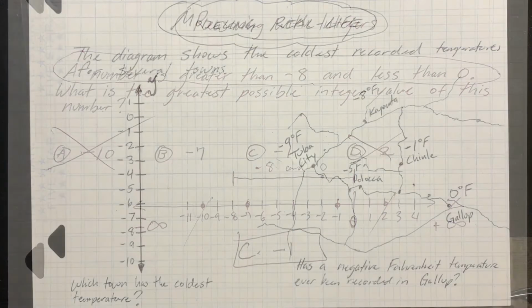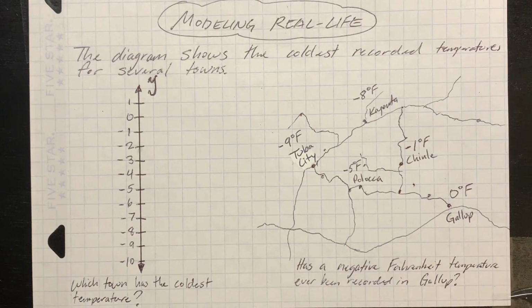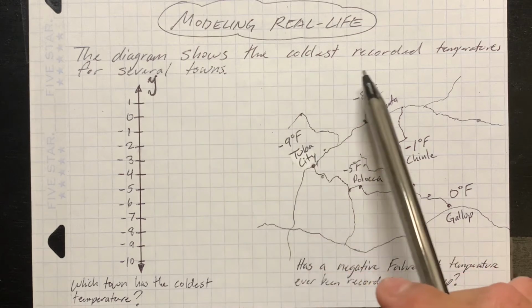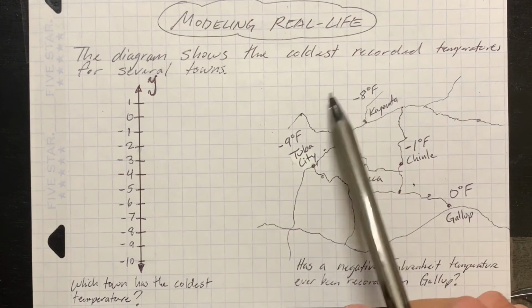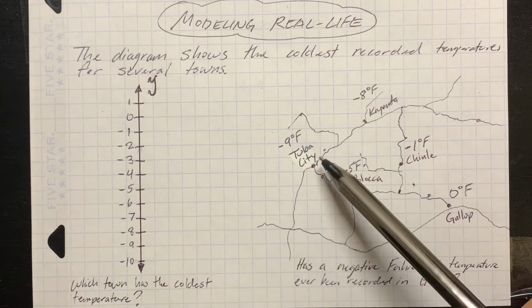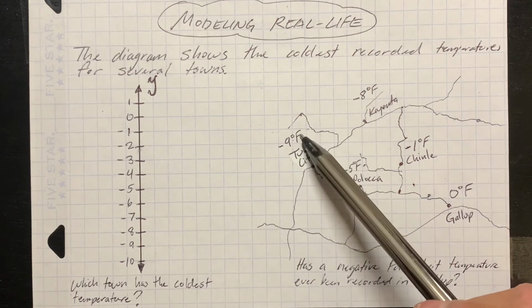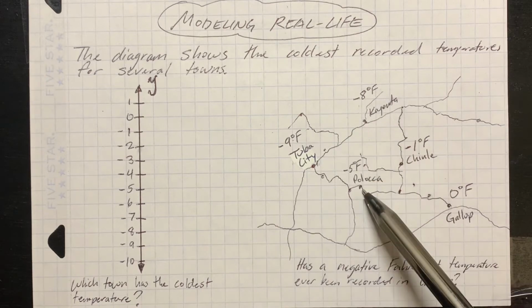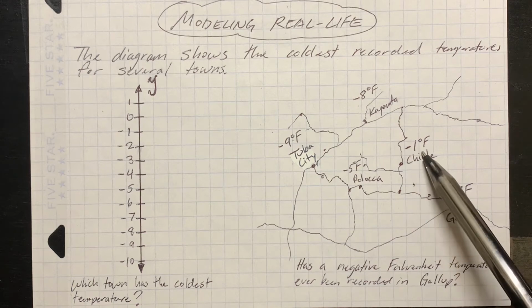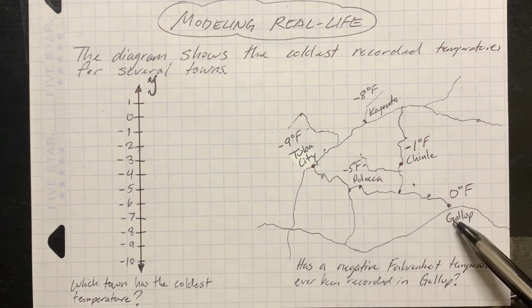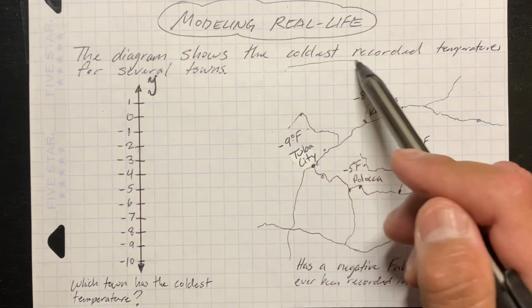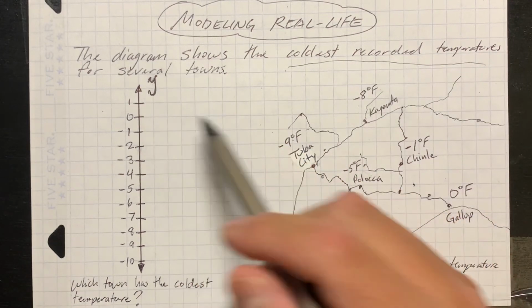All right, let's go ahead and move on. Our last example, we're going to model real life. This diagram shows the coldest recorded temperatures in several towns. We have Tuba City, -9 degrees Fahrenheit. Kayenta, -8 degrees Fahrenheit. Palaka, -5 degrees Fahrenheit. Chinle, -1 degrees Fahrenheit. And Gallup, 0 degrees Fahrenheit. And these are the coldest recorded temperatures of these towns.